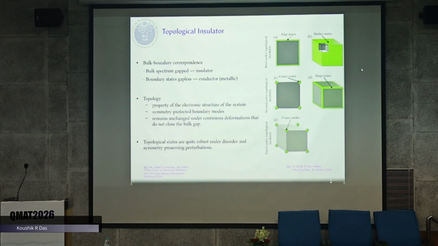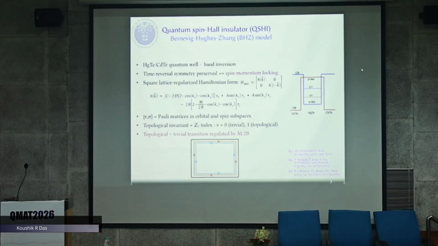So, the topology in this regard is a property of the electronic structure of the system, and they are protected by the bulk, but often due to the symmetries also, they are symmetry protected, and the topology remains unchanged under continuous deformation of the system unless and until the gap is closed. So, the topological states are quite robust under disorders and symmetry preserving perturbations, and from a dimensional perspective, they can be broadly categorized into first, second and third order, as you can see from this schematic with their signature boundary modes. So, we are interested in a particular type of topological insulator, the quantum spin-Hall insulator.